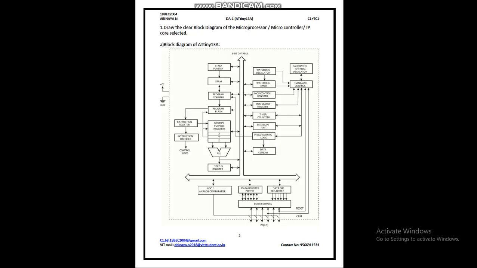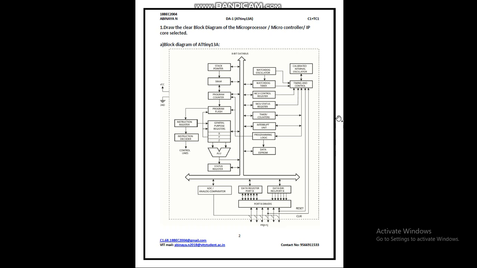So let's go. In the first question, they have asked for the block diagram of the microprocessor, which I have taken as the ATtiny13A. This is the basic block diagram of that microprocessing element. As you can see, it has an 8-bit data bus, a stack pointer, a program counter, the memory unit, program flash, and also the general purpose registers. On this side, you can see the types of register and the types of timer present in this microprocessing element. And down here, you can see the analog comparator and the data register ports, port A and port B.